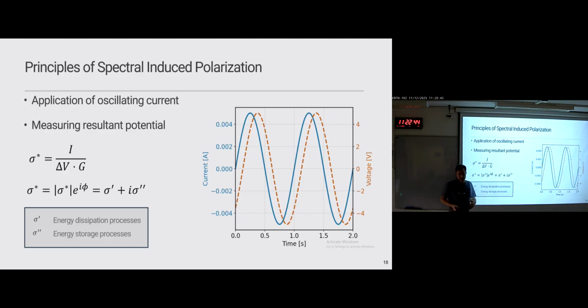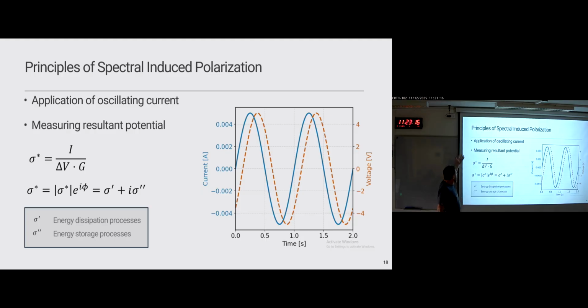As before, this is an active method. We apply a small oscillating current or field. This is the blue line here. And we measure the resulting potential, this dashed line here. And as you can see, there is a phase shift between them. This phase shift is related to polarization, to the ability of the medium to temporarily store electric charge.